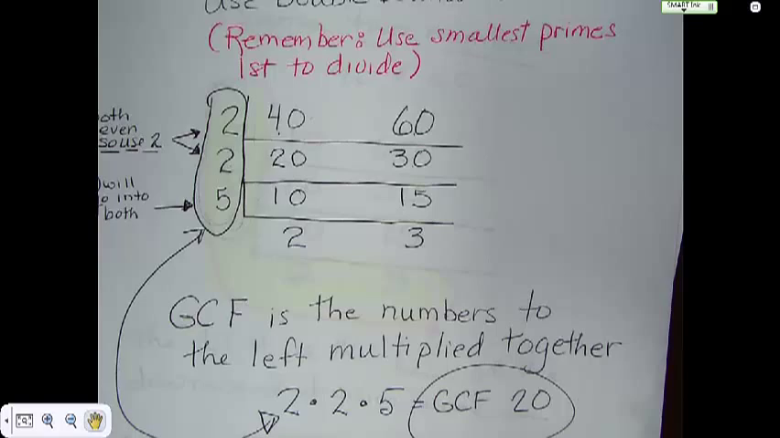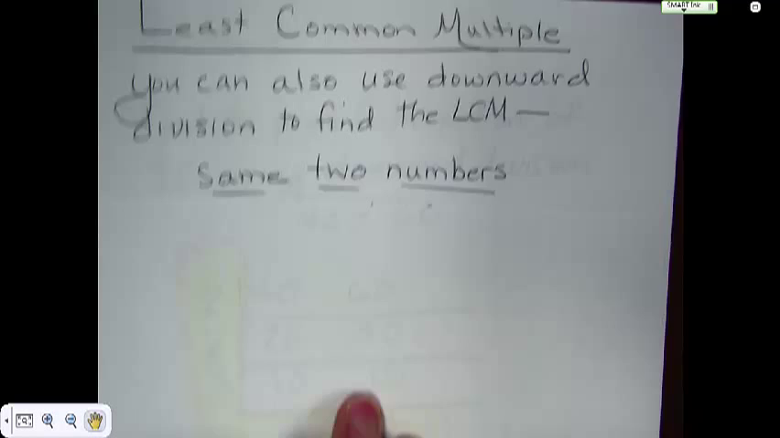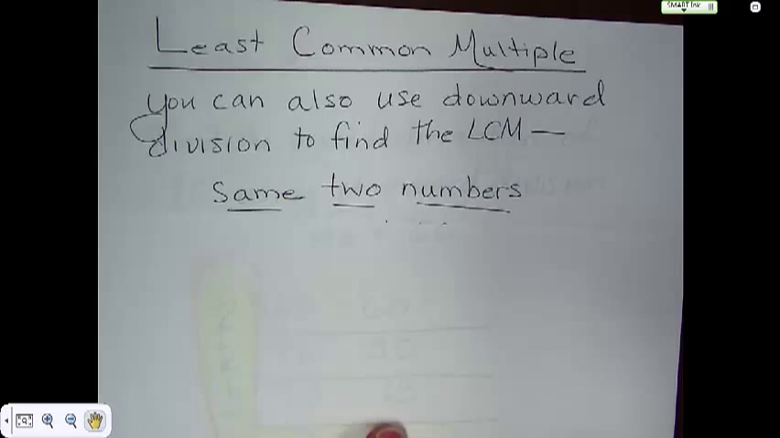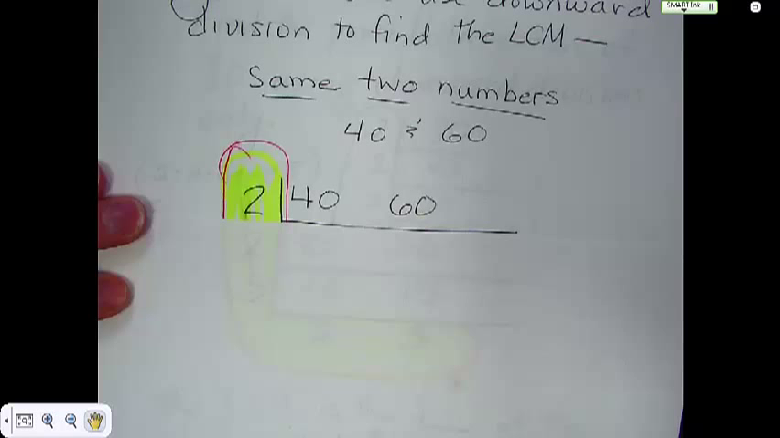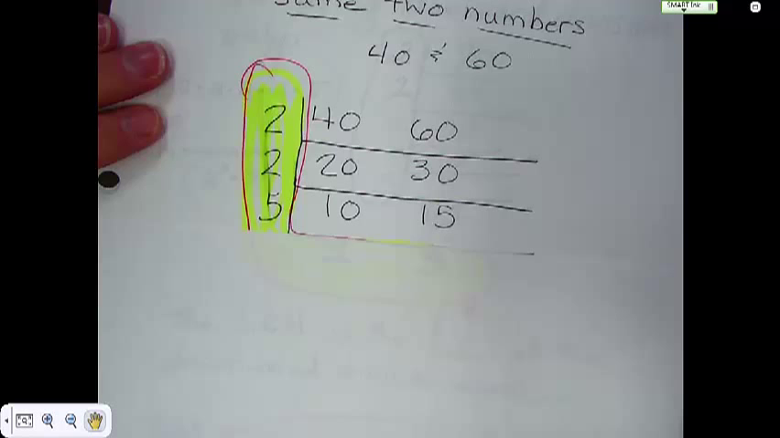Really is faster. Okay? Now, let's use the same numbers, and we are going to find the least common multiple. You can use downward division to find the LCM, or least common multiple. We're going to use the same two numbers, 40 and 60. And we're going to do it again. 2 goes into 40, or excuse me, 20 times. 60, 30 times. 2 goes into 20, 10 times. 2 goes into 30, 15 times. 5 goes into 10 twice. 5 goes into 15, 3 times.